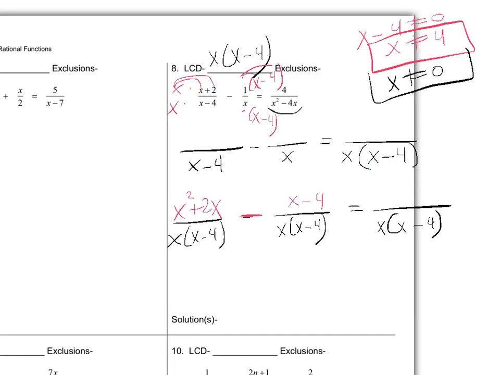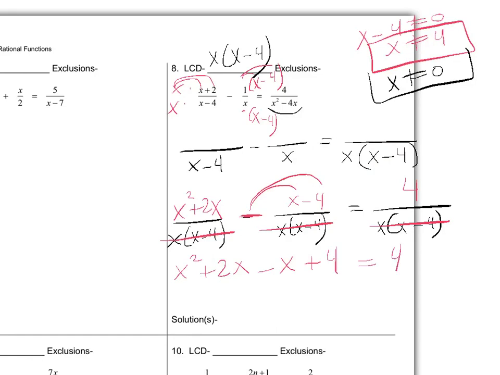And now for number 4, it's the same thing. So you just keep a 4. Now you cancel out the denominators. So you get x squared plus 2x. Now pay attention, distribute the negative. Negative x plus 4 is equal to 4.